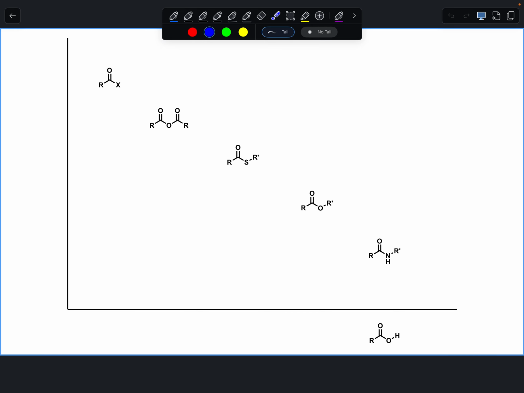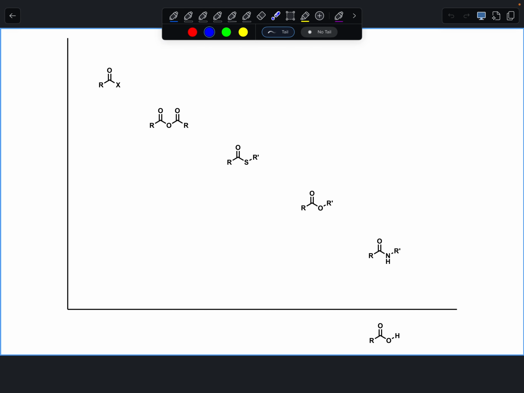All right, so we did addition. This is the addition step. And this is the elimination step. Good? Okay.